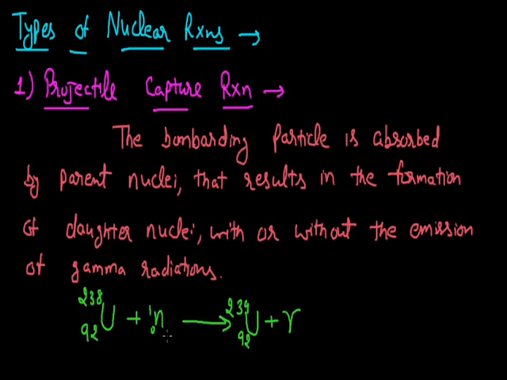So here we can see that the neutron that we were using in the start is absorbed by the parent nuclei uranium, and due to this absorption we are getting another isotope of uranium as the daughter nuclei, and this whole conversion is going on with the emission of gamma radiation. So this can be taken as an example of projectile capture reaction.